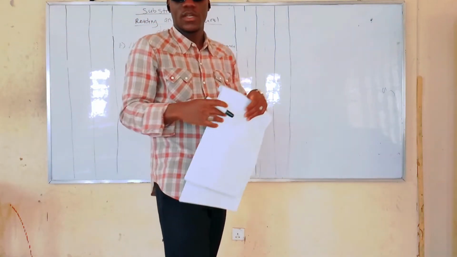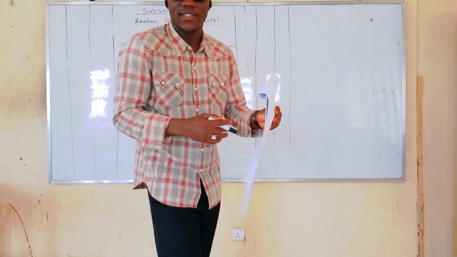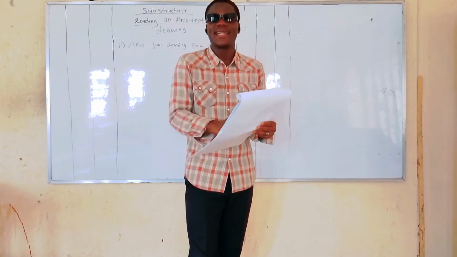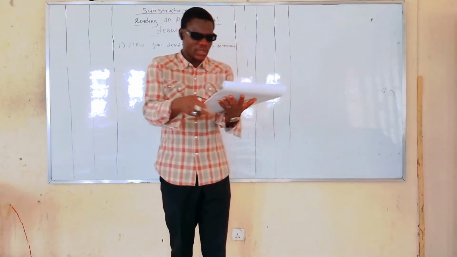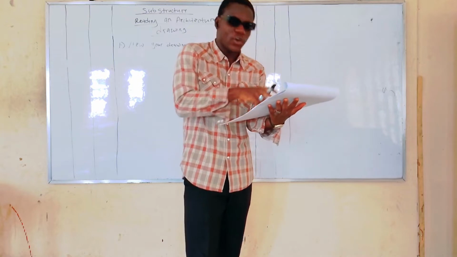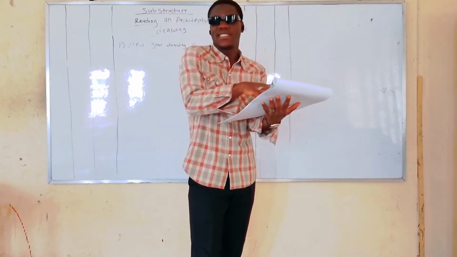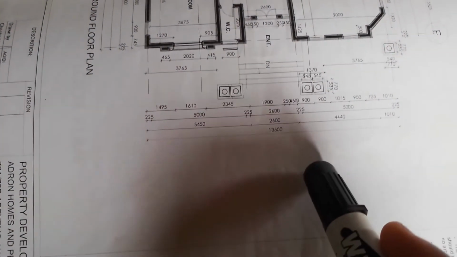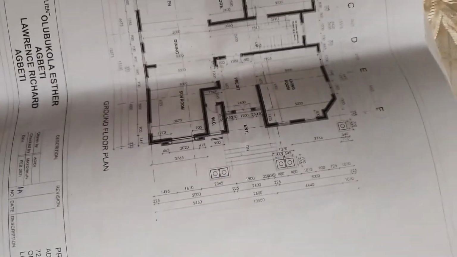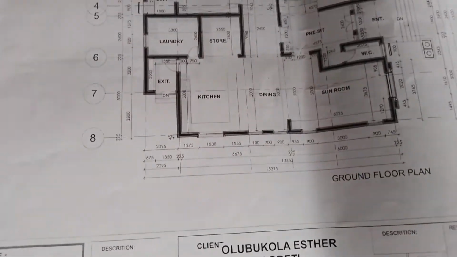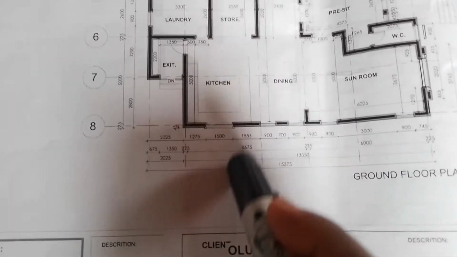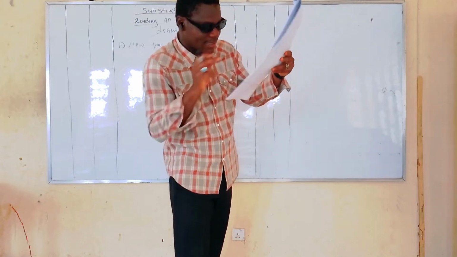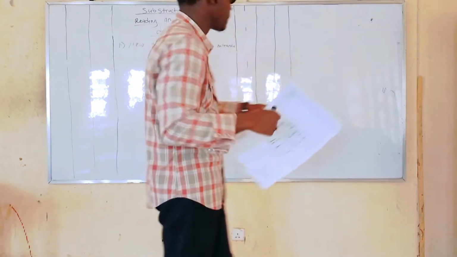The second rule is that the longest side of an architectural plan is the length. When you look at an architectural plan, they don't specify that this is the length or this is the width, or this is the breadth. This drawing is 13.5 meters by 15.375 meters. Obviously, the length of this architectural plan is 15.375 because it is longer than 13.50.